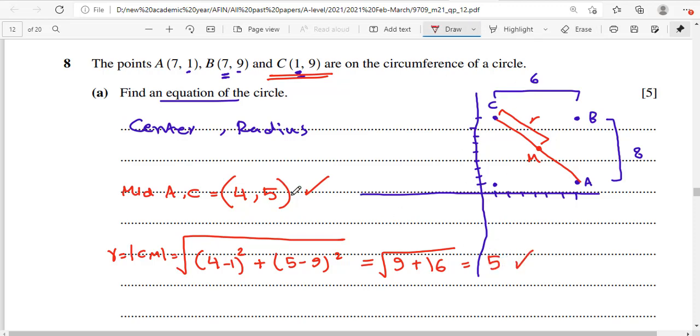Now I know center and radius. The equation will be easy. First number goes with x, second number goes with y, then x minus 4 squared plus y minus 5 squared equals, we can write 5 squared or we can write 25. Both are correct. Now this is the equation of that circle that passes through these 3 points.